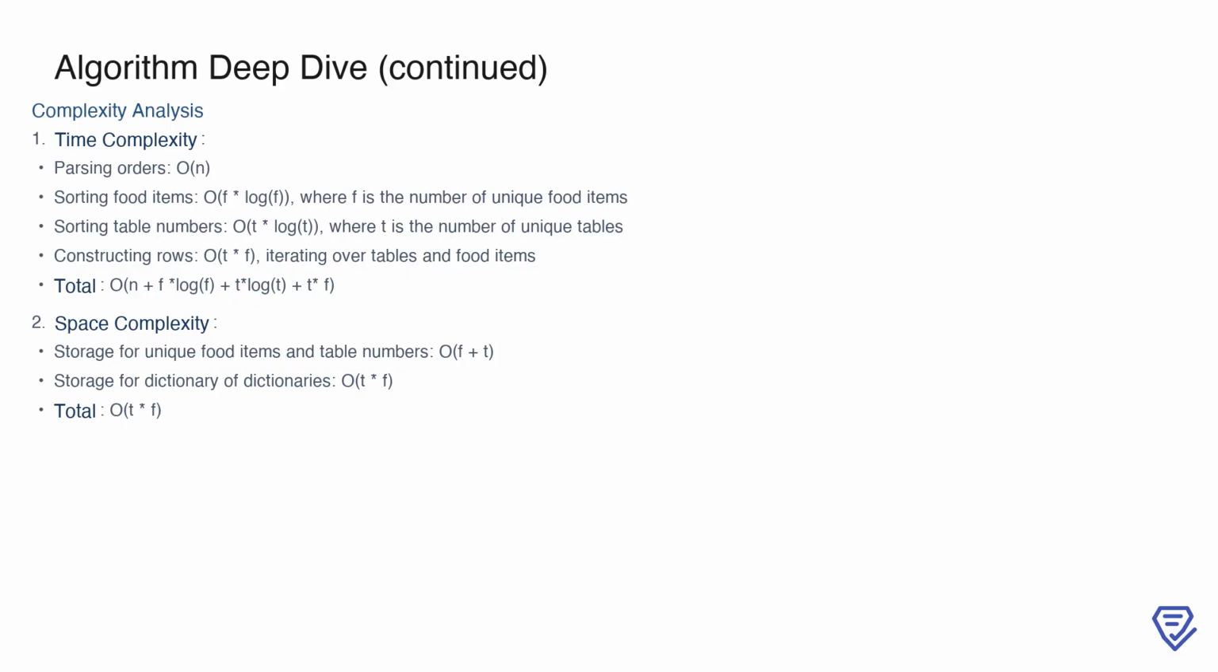For space complexity, we need O(f + t) for storing the unique food items and table numbers, and O(t*f) for the dictionary of dictionaries. Thus, the total space complexity is O(t*f). Overall, the algorithm is optimized for scalability, efficiently handling both the input size and the display table construction process.